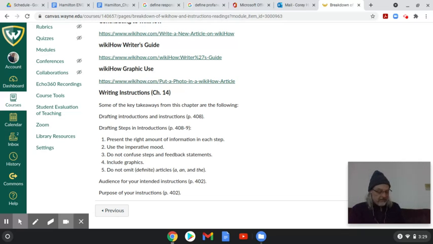And then next, pages 408 and 409. I really like these particular pages, because they start to tell us about some of the very specific things that we've talked about, and they reiterate them. The first one is to present the right amount of information in each step. WikiHow also keeps us a little restricted to do that. Number two is use the imperative mood. Remember on WikiHow, they say, start with an action verb.